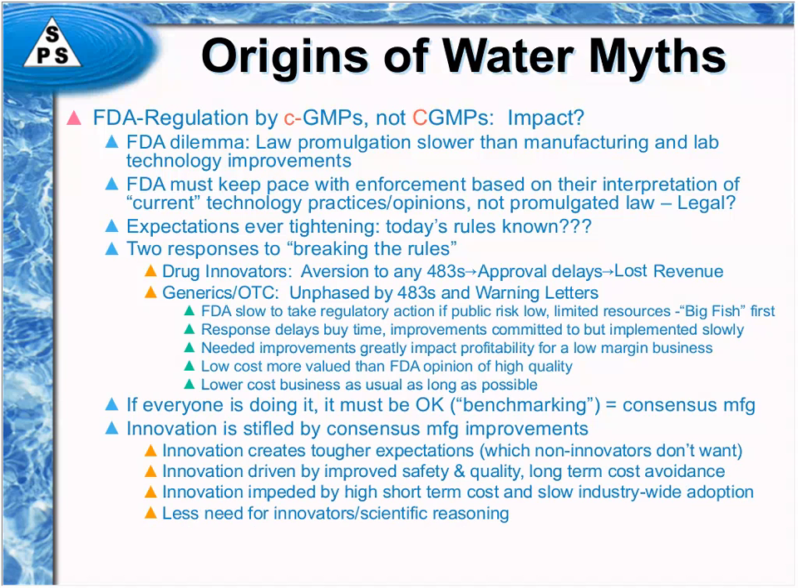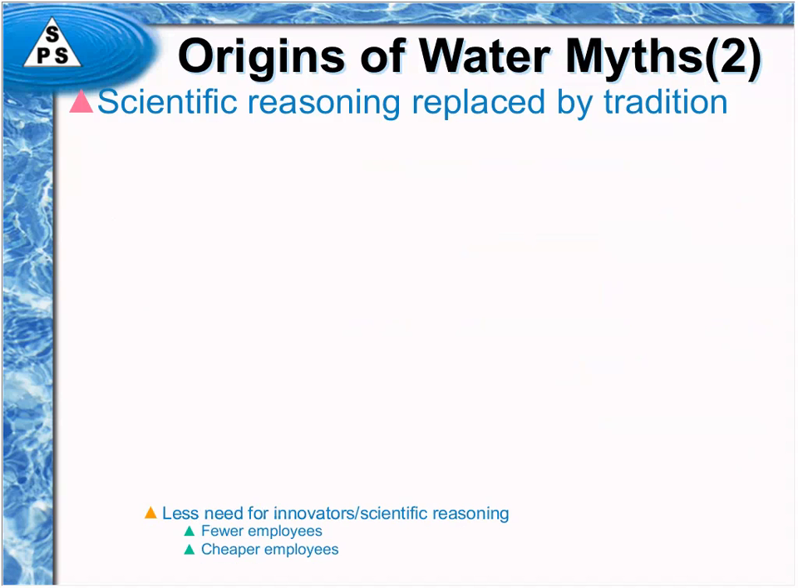And if you have fewer innovators around, then there's less scientific reasoning going on. So with fewer innovators, that means you can maybe operate with fewer employees and maybe even cheaper employees because the qualifications might be actually lower. So what happens is that scientific reasoning winds up ultimately being replaced by tradition, the way we've always done it.